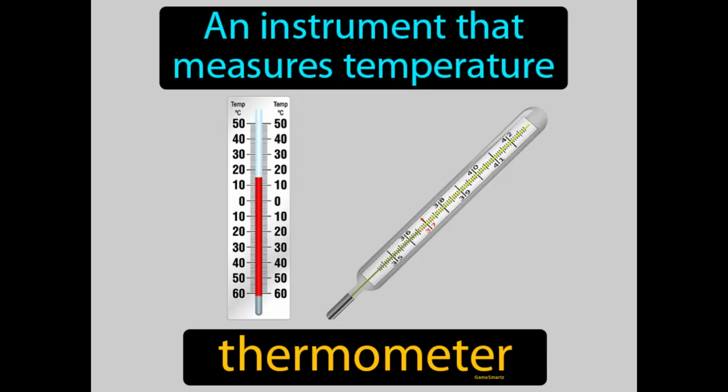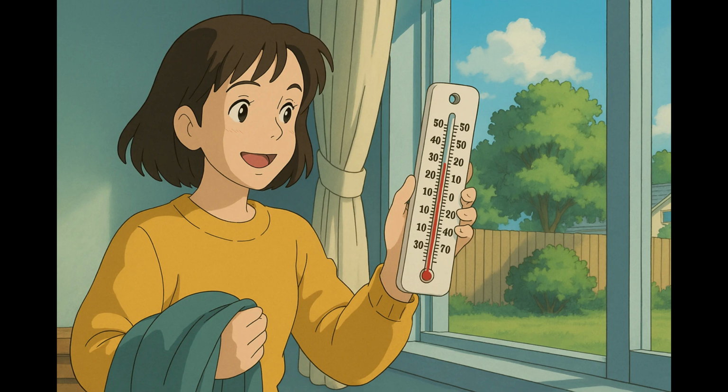An instrument that measures temperature, thermometer. A thermometer is a device used to measure how hot or cold something is. Imagine trying to decide what to wear based on the weather outside. Just as you check the sky and feel the air to gauge if a jacket is needed, a thermometer measures temperature by responding to changes in its environment. The thermometer acts like your senses, detecting how hot or cold it is, and then provides a clear readout, just as you make a decision based on your observations.